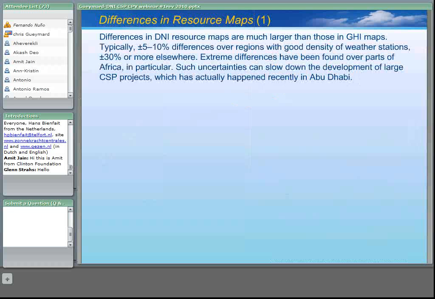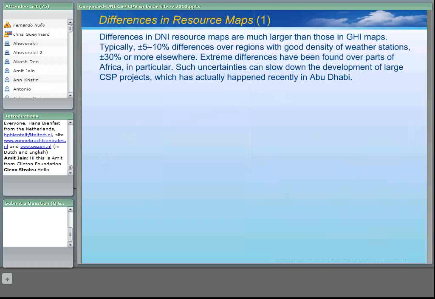Now, differences. There are now many resource maps and resource data sets, and there are differences between them. We have a lot of sources now, which is good, but which one to choose or which one to believe in is a little bit difficult sometimes. We have to look into this more carefully. So typically we find 5 to 10% differences over some regions with good density of weather stations. In other cases, like if you are away from these stations, the differences can be a lot more.